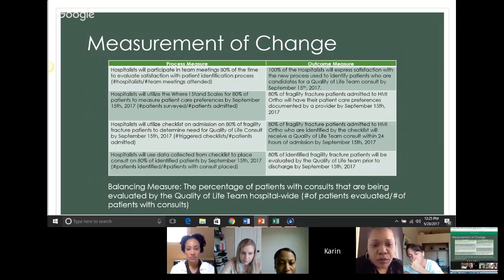My balancing measure is I want to make sure that we are not overburdening the quality of life team and that they are not getting more consults than they can handle, as they do serve the entire hospital. I expect a large increase in consults rather than just getting them in sooner, but I want to make sure that we're not overburdening them and messing up any other units in the hospital.